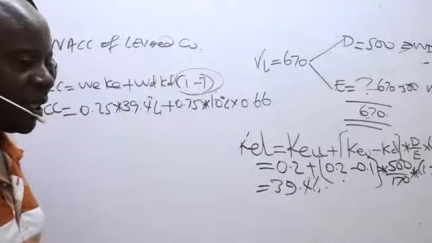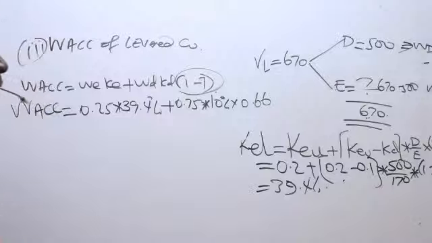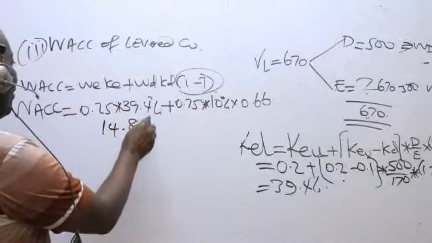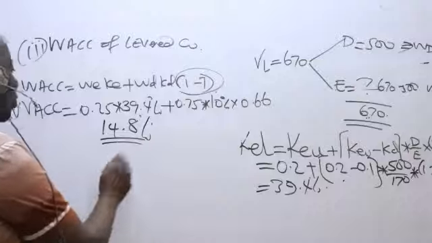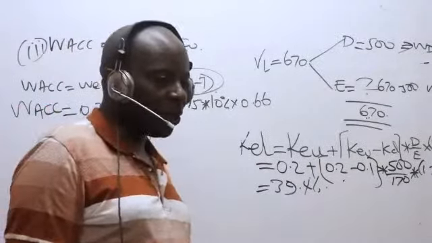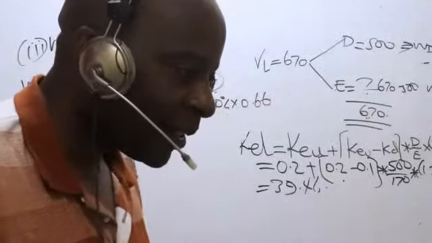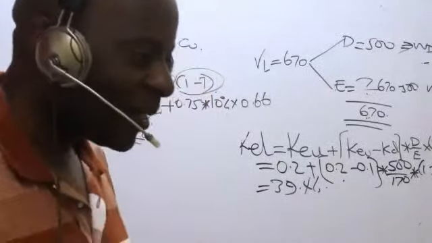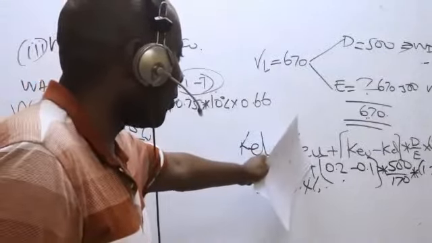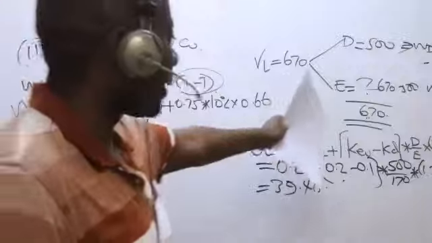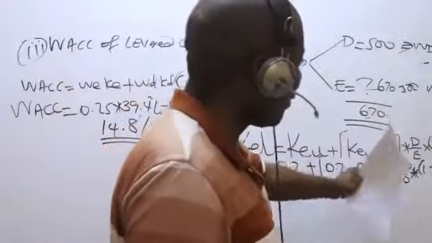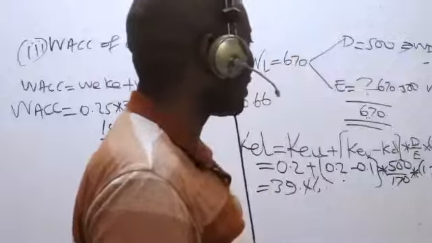So they're getting, in this case here, 14.8. Now, let me ask you a question. According to you, given this 14.8, is that good or bad? How do you cram the KE formula? Just like this: KE equals KU plus KU minus KD times debt over equity times 1 minus T.